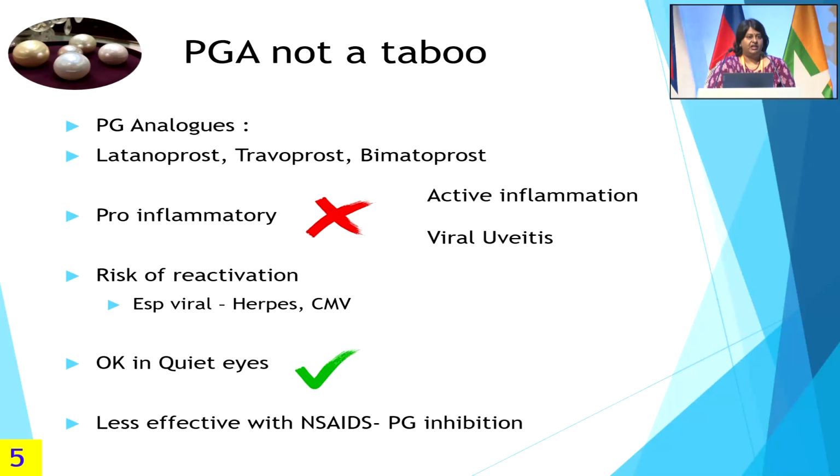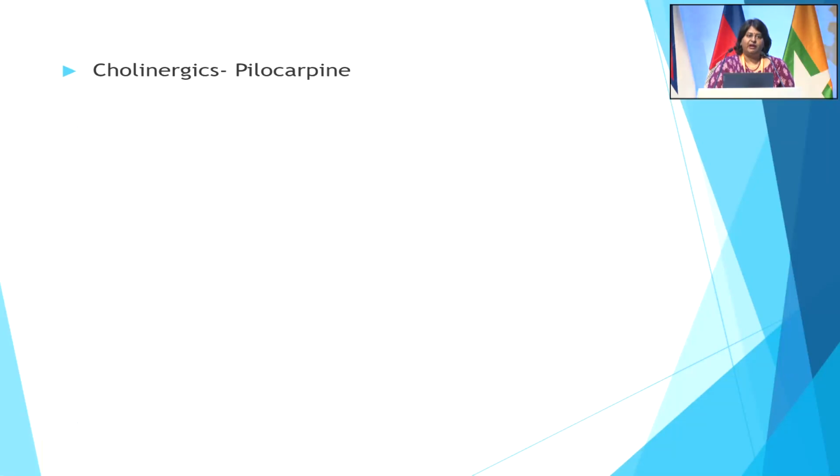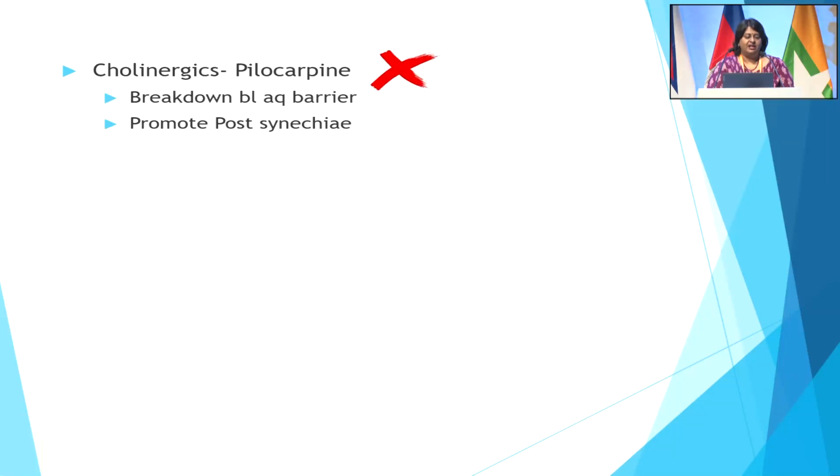What about PG analogs if you have topical NSAIDs being used? Topical NSAIDs inhibit prostaglandin, and hence the effect of prostaglandin analogs will be less when you have topical NSAIDs. What about pilocarpine? Cholinergics are contraindicated because breakdown of the blood-aqueous barrier happens. It promotes posterior synechia. Brimonidine.